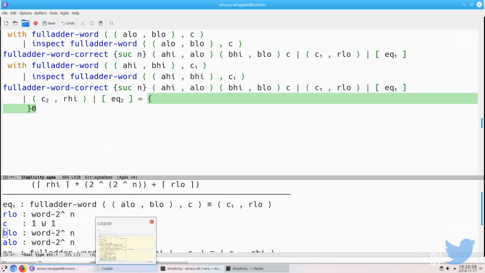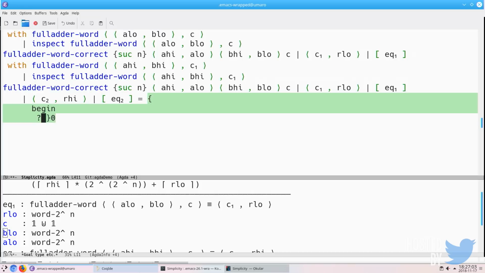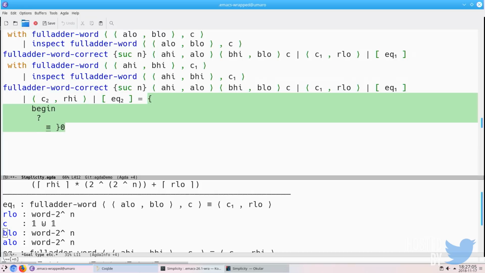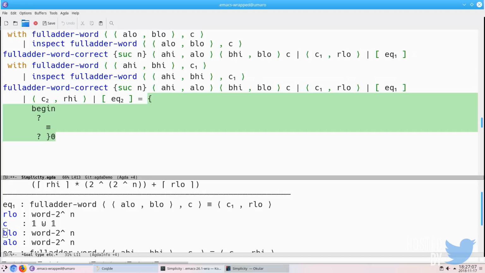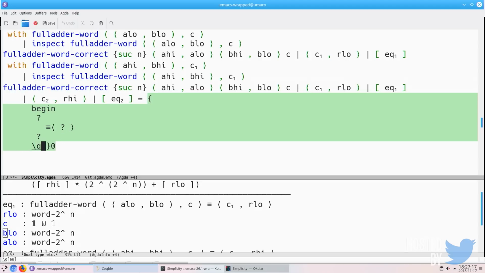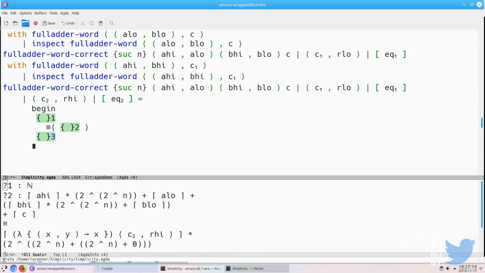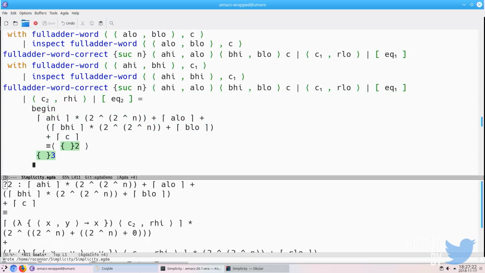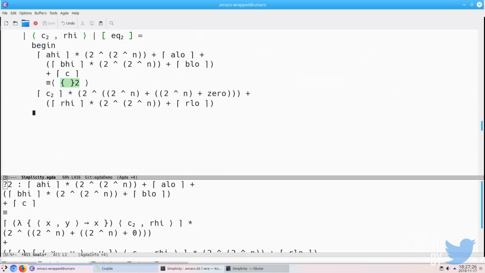All right, so what did I say? Let's begin. We need to prove that something is equal to something else for some reason, right? QED. All right, so this is the thing that we need to prove is equal to this thing over here in order to get this to be correct. And now we need to give some reason.